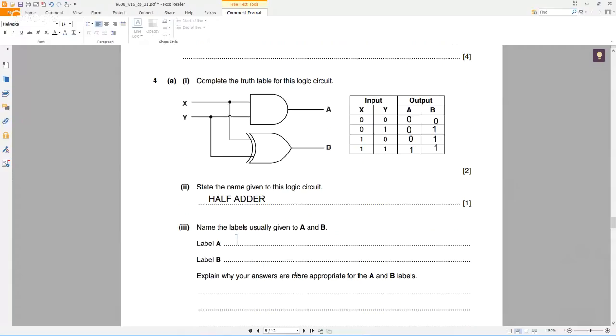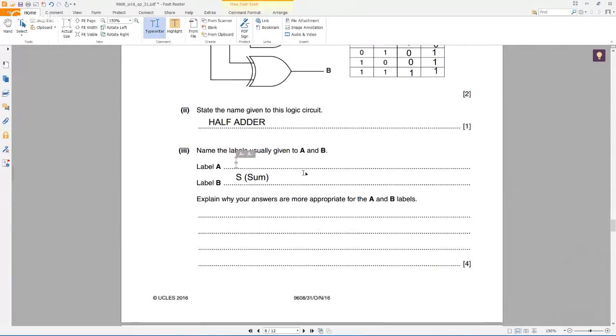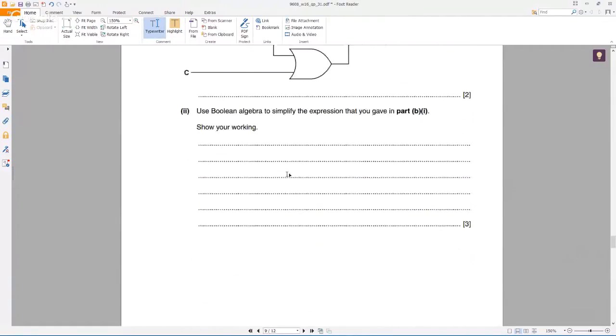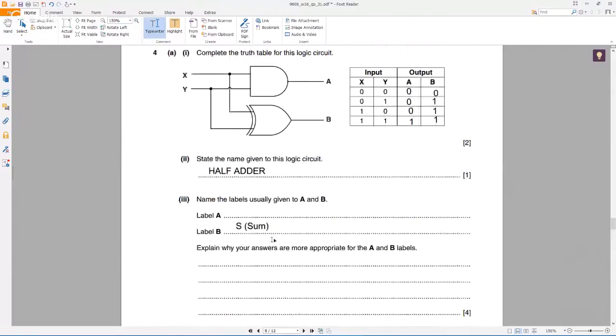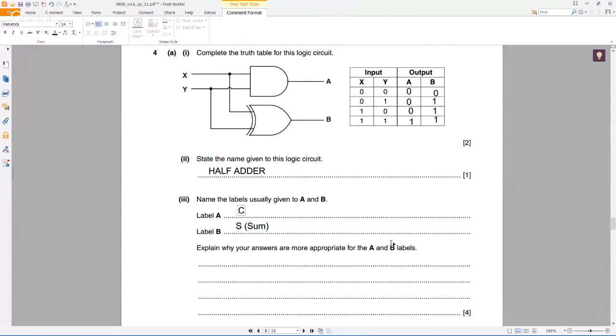And what they are usually called: in this case, B is actually S, or you can call it the sum, and C is the carry. Oops. Apologies for that. Let's try again. Put this here. Now we've got S and the carry C.